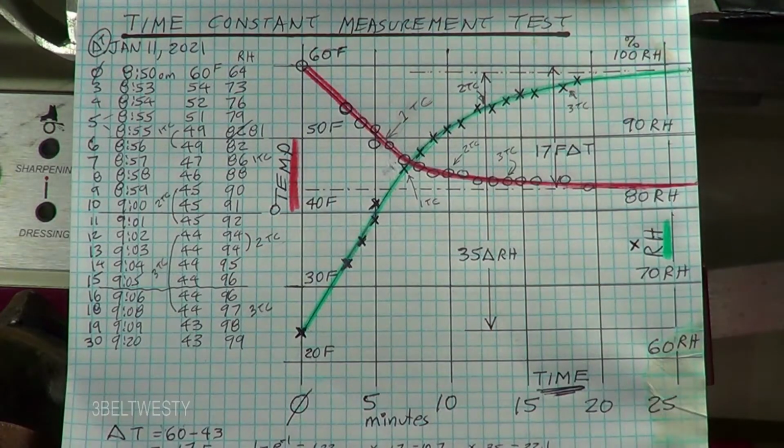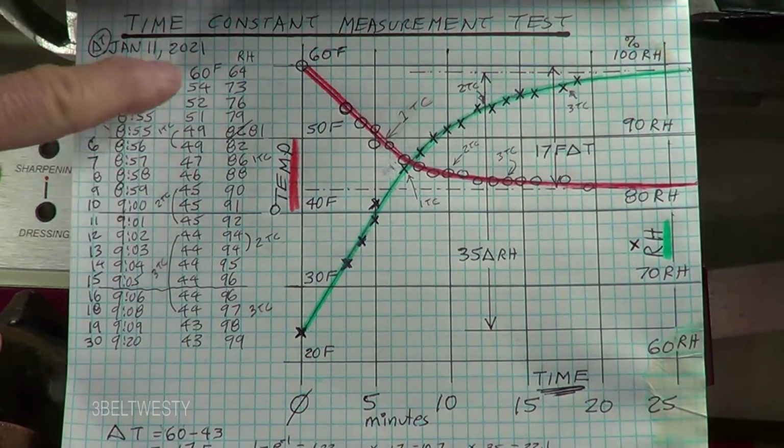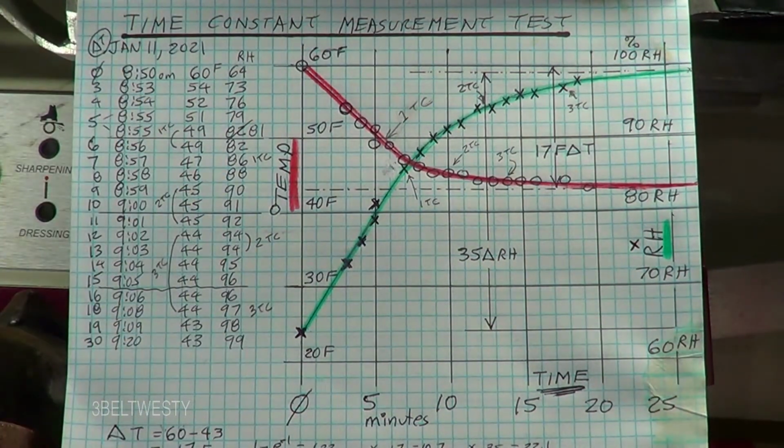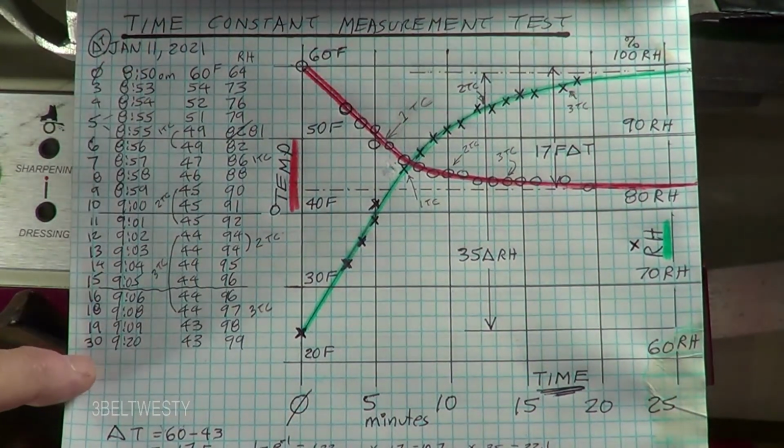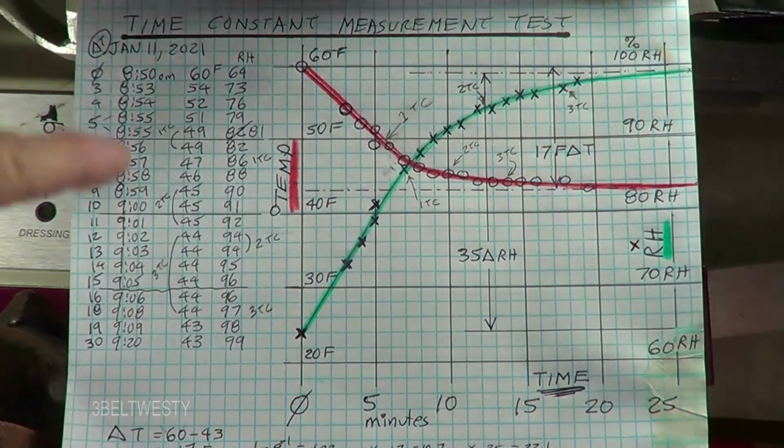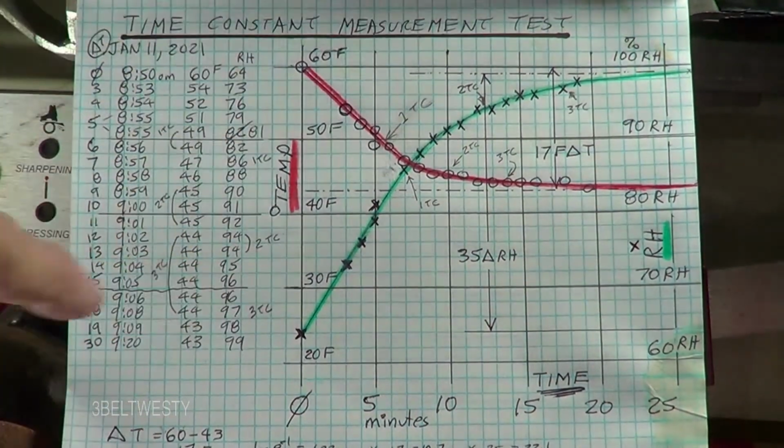I measured the time constant on an exterior Rite weather sensor that has temperature and humidity. I had to change the batteries on it, so it was fairly warm inside, and then I brought it outside and plotted the temperature and humidity versus time. Zero time here is at 8:50 a.m., and after 30 minutes it's 9:20. I measured the temperature and the humidity.